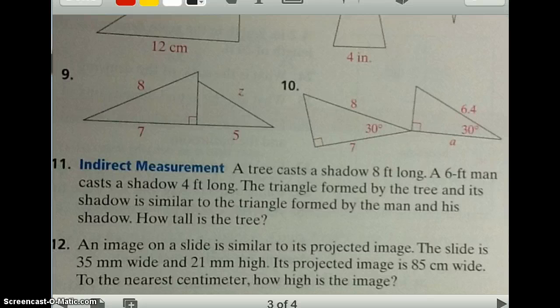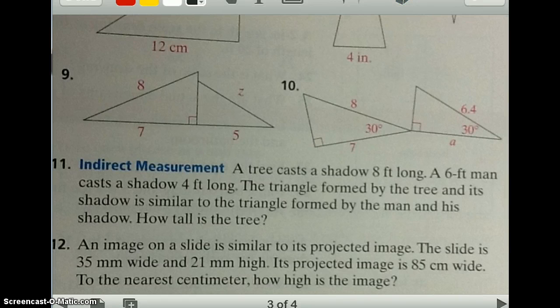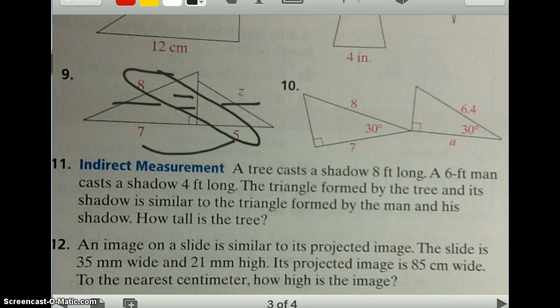So here, this next one, we've got 8 and 7. We've got z and 5. Do you see how the 8 is on this line and the z is as well? And then the 7 is down here, the 5 is down here. So the beautiful thing there is it's already set up in a proportion for us. Look at this. Done. So now I can just go 8 times 5, and then I divide by 7.